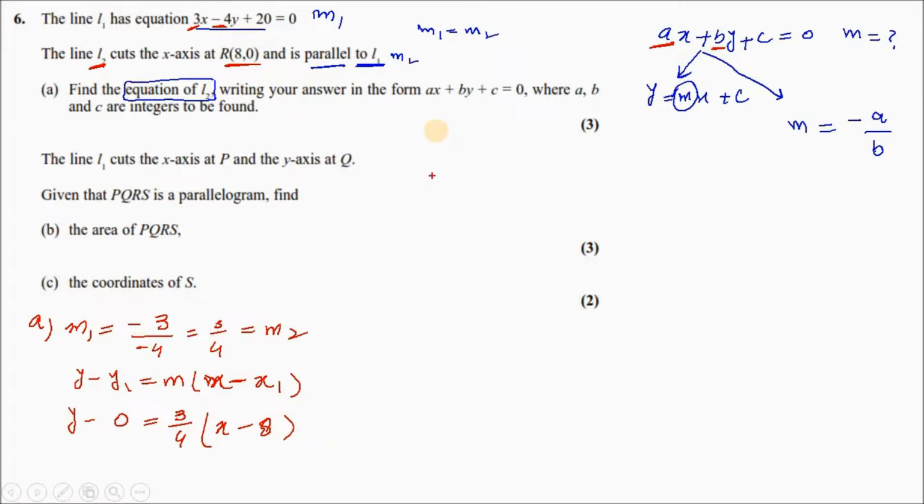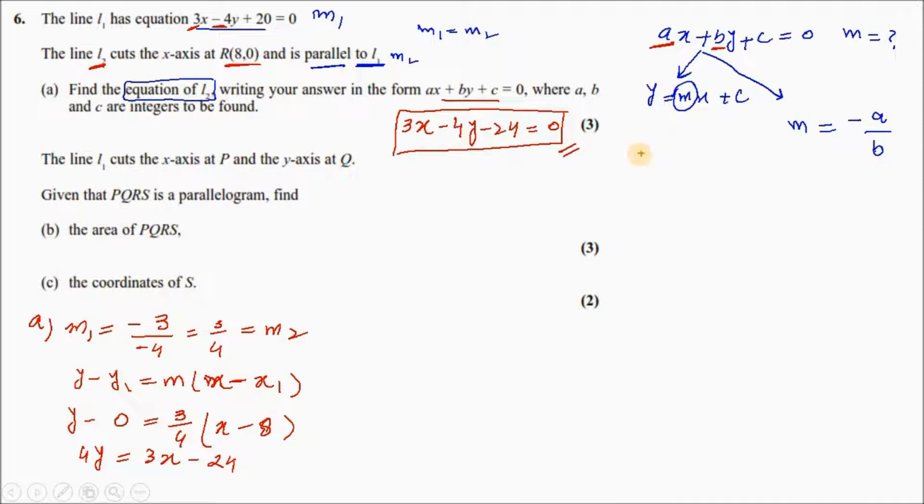We need to write the equation in the form ax plus by plus c equal to 0, so you just cross multiply. You say that 4y is equal to 3x minus 24, and rearrange this equation. So you can say 3x minus 4y minus 24 equals 0. This is the required equation of your line L2.